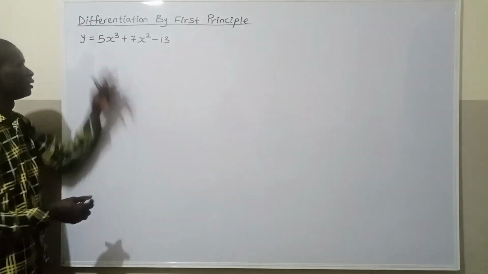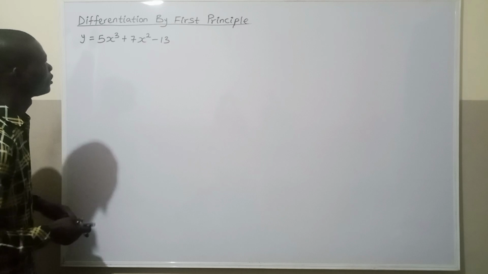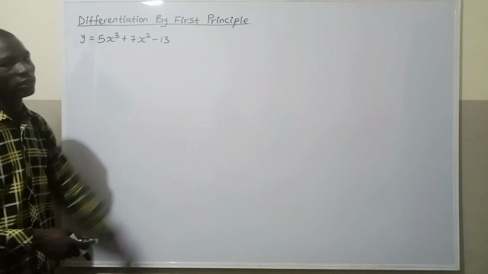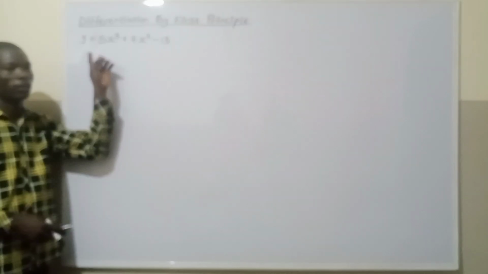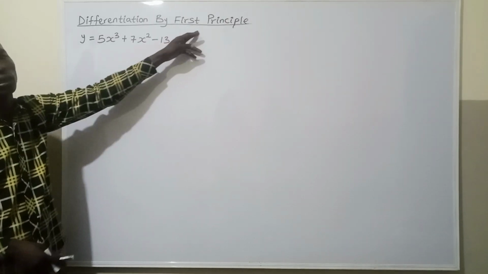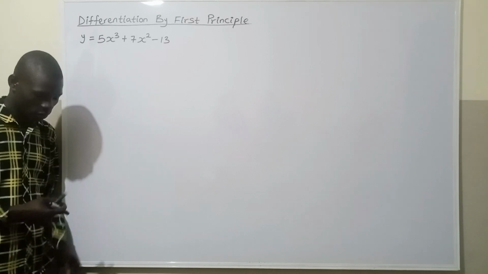Alright, on to the second question now. Question says y equals 5x cubed plus 7x squared minus 13. So we are going to look for the differentiation or the derivative of this function using the what? The first principle. That's what we want to do now.